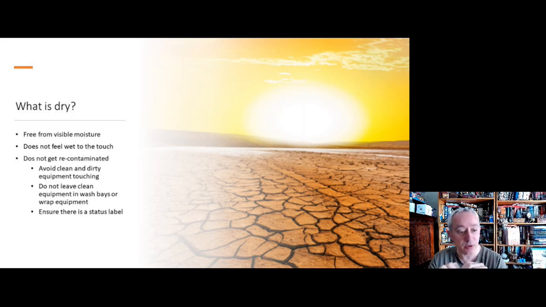So we need to practice good drying practices and also avoid something that has been cleaned and dried from becoming recontaminated. So we don't want clean and dirty equipment to be located close to each other. We also don't want to leave clean and dry equipment in wash bays where it can become recontaminated with aerosols. And we want to know that we can spot this by having a status label in place that's indicating whether something is in fact clean and dry.